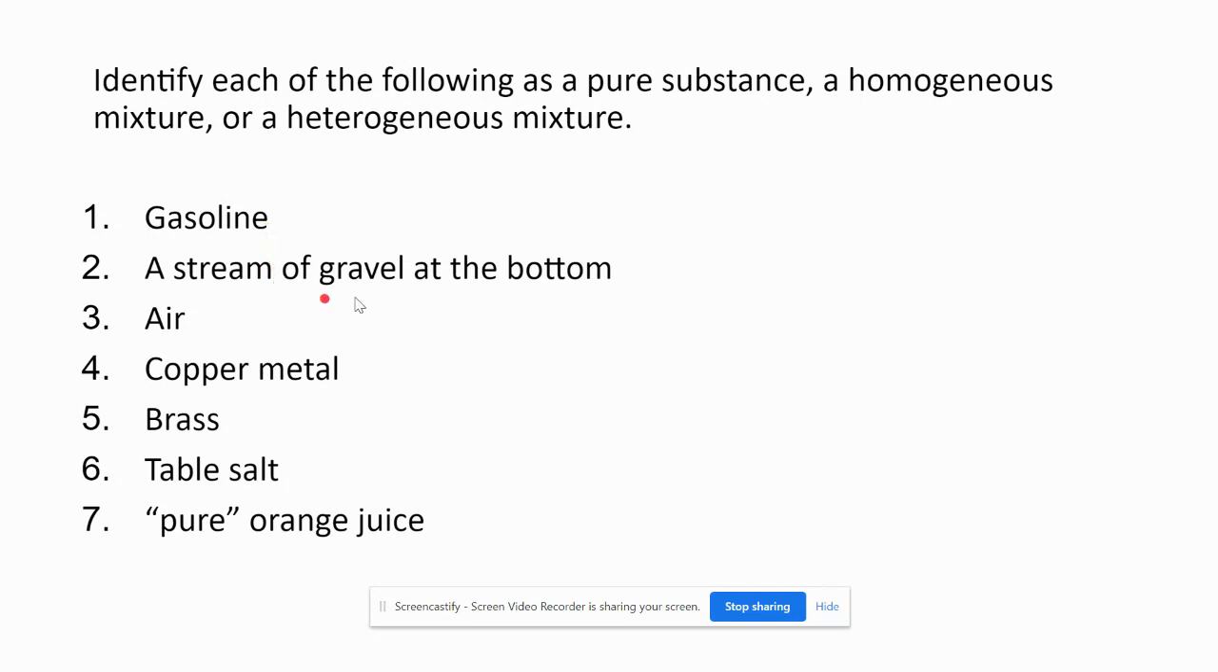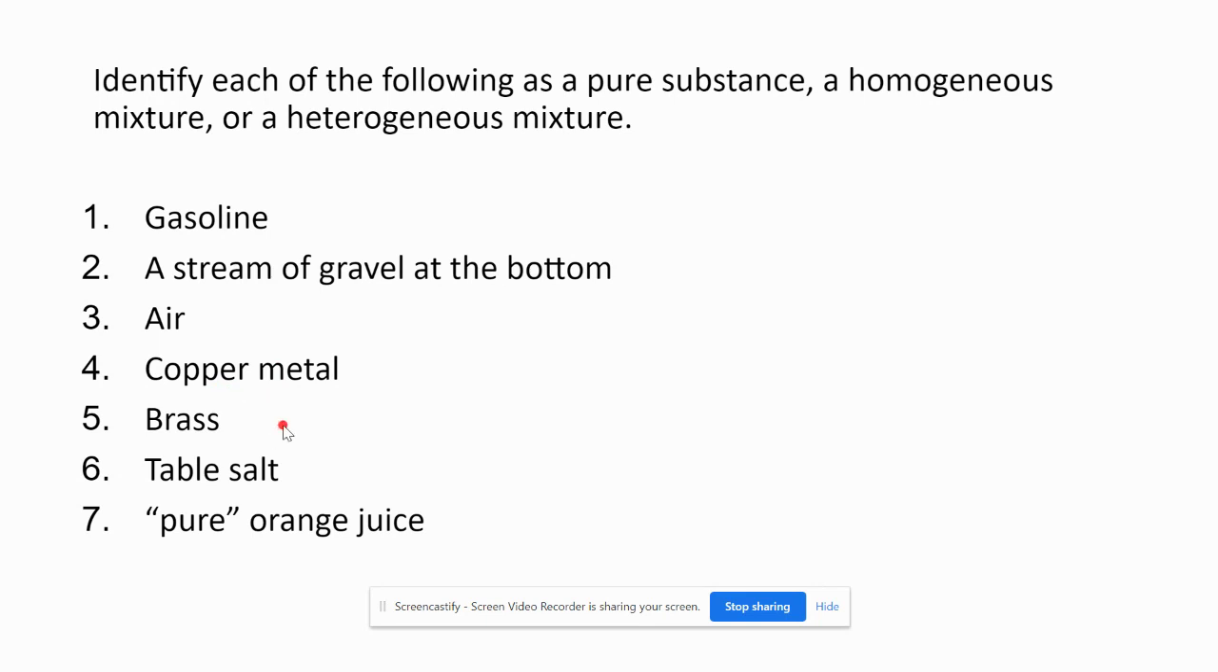A stream with gravel in the bottom. There's gravel in the bottom, and there's water running through in the stream. So it has to be a heterogeneous mixture. Air is a homogeneous mixture because in the air we have hydrogen, nitrogen, helium, water vapor. But the solvent in the air is nitrogen because of the air that we breathe in, 70% of the air is nitrogen. Copper, copper is a pure substance.